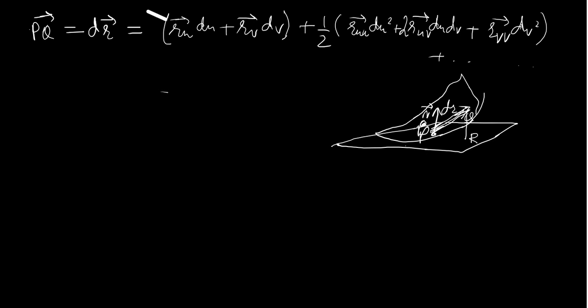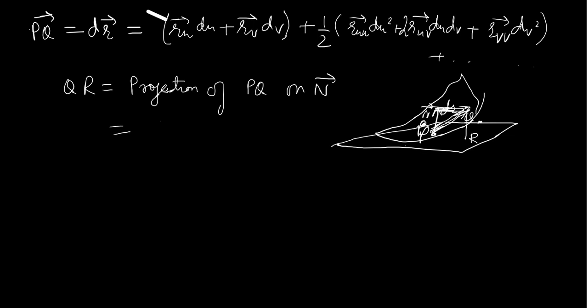Then if I look at it, this QR is nothing but the projection of PQ on the unit normal. If I put a light here and take the projection of this vector, it would be exactly equal to QR. Once I project a vector on a unit vector, it is nothing but the dot product. It is the definition of the dot product.